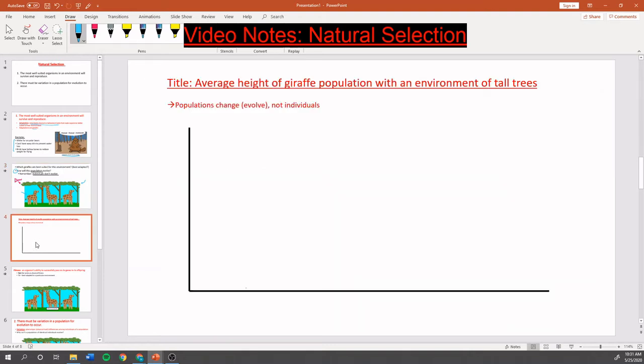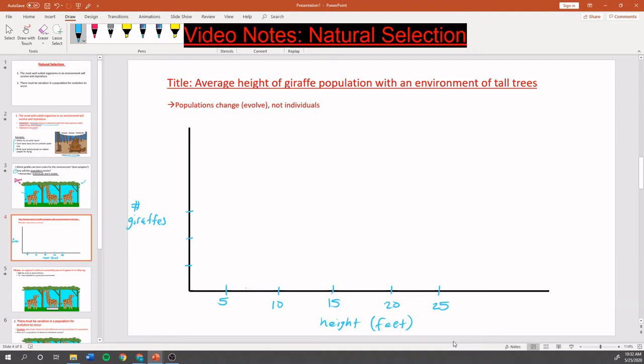It says average height of giraffe population within an environment of tall trees. Let's say over here is going to be number of giraffes, and yes, we are writing this. Number of giraffes, and down here is going to be height of the giraffes. Let's say in feet. I don't really know how tall giraffes are, but I'm just going to make up a scale. Let's say 5, 10, 15, 20, 25 feet. I think that's pretty tall.